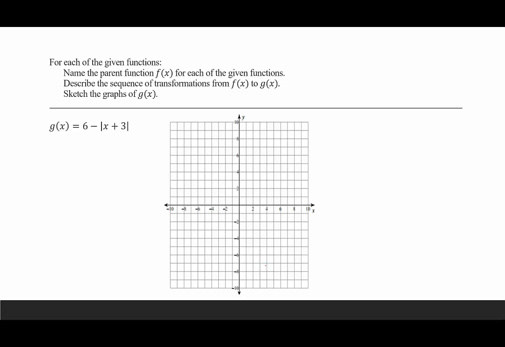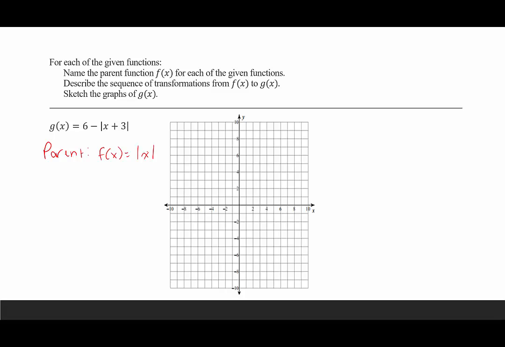In our last example, we have g of x is equal to 6 minus the absolute value of x plus 3. So first, we want to identify that parent function. What's that parent function? That's right. f of x is equal to the absolute value of x. Now we want to describe the transformation.